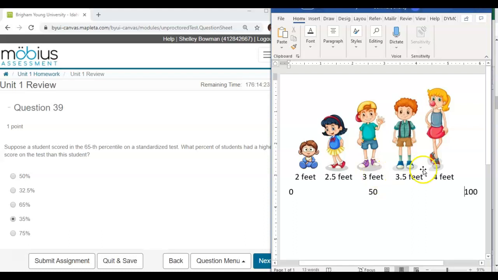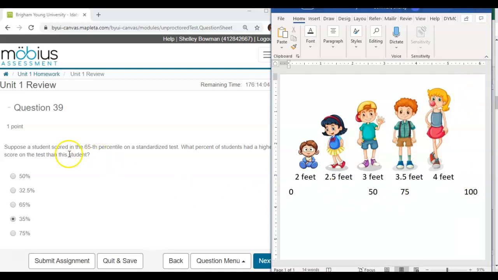I apologize. Here we could say it's maybe the 75th percentile. That means that 75% of the kids are this height or lower. Right here at 100, that means 100% of the kids are at this height or lower.